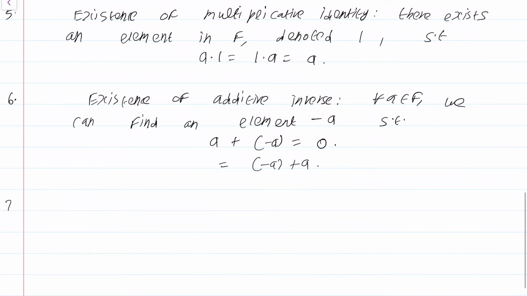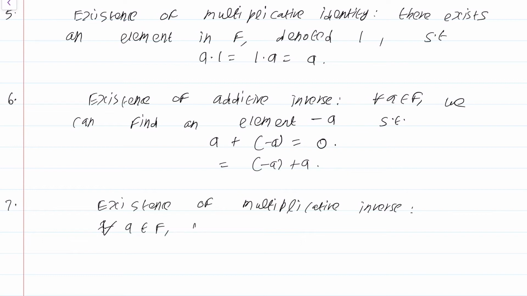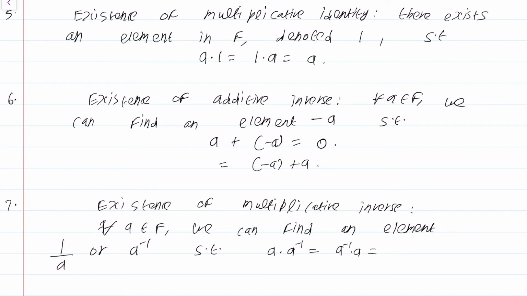Seventh, existence of multiplicative inverse. Okay, this just says for all a in F, we can find an element. This element we usually denote by 1 by a or a inverse, such that a times a inverse is equal to a inverse times a equal to 1.